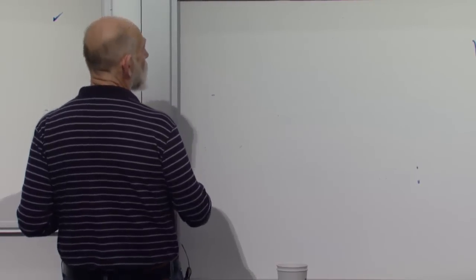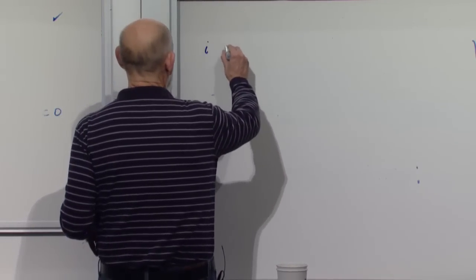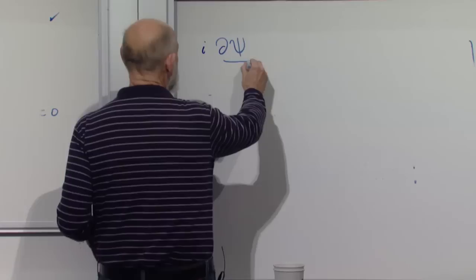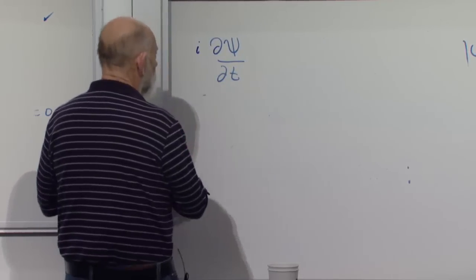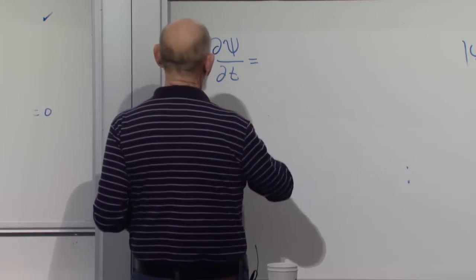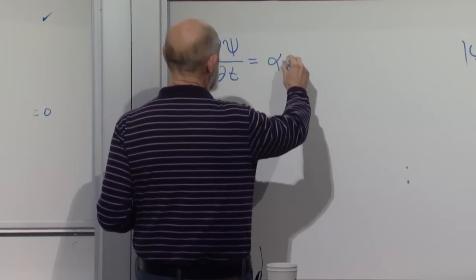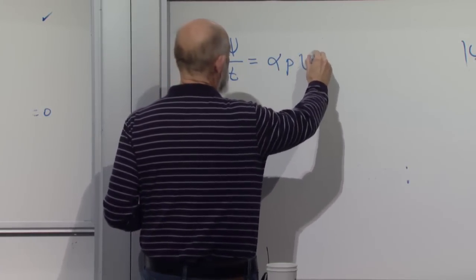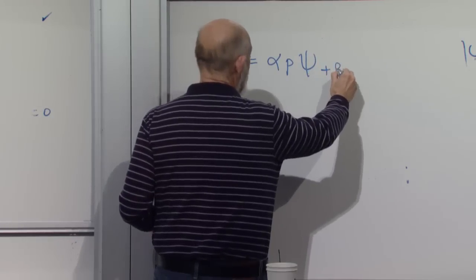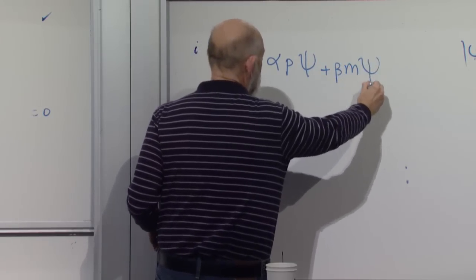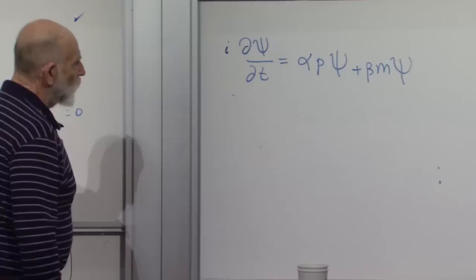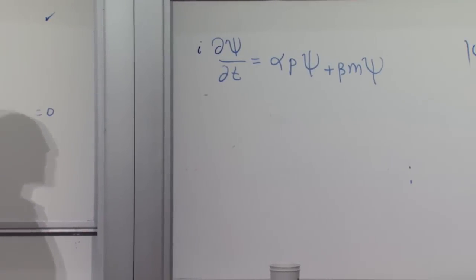This says, where was our equation? It says i d psi dt, where psi is a two-component spinor, is equal to alpha p times psi plus beta m times psi, where m is the mass. Okay, let's write it out.